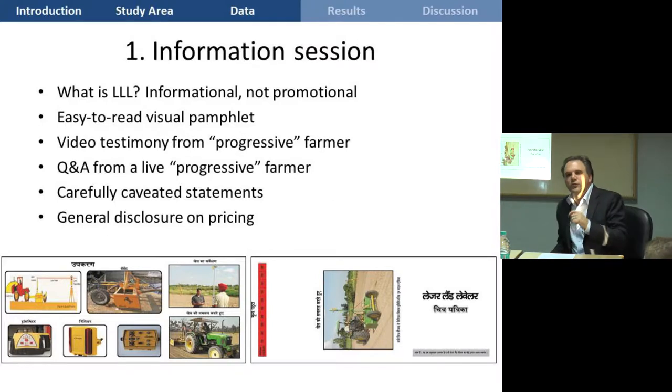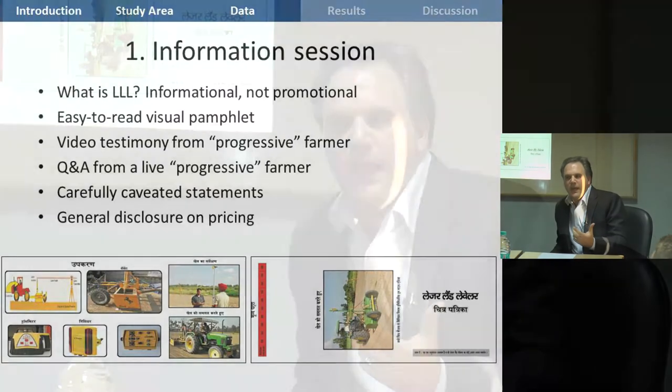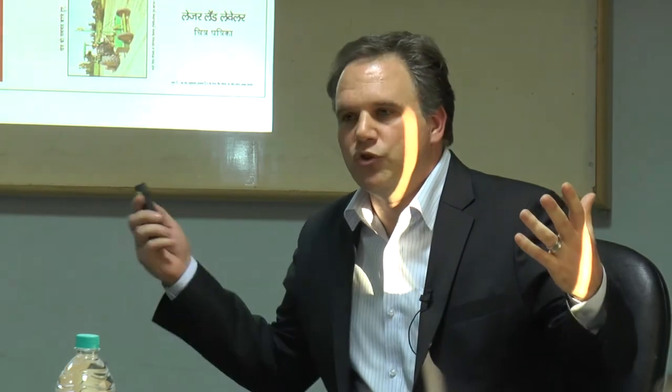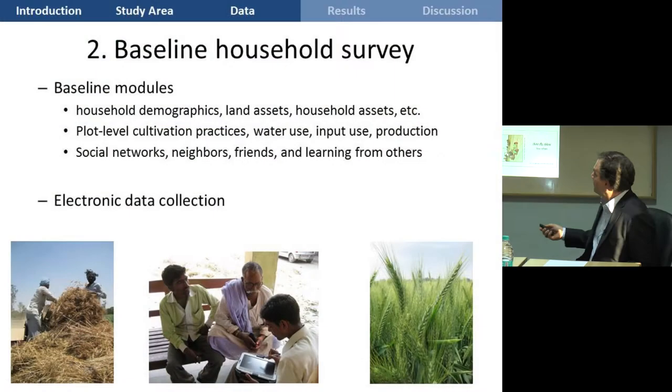And importantly, because we're trying to assess willingness to pay, we didn't really reveal much information about what the price of the custom hire service was. We gave a very general statement about the range of prices that have been charged in Punjab, Haryana, where there were laser leveling services, ranging from 500 to 800 over the span of 3 years, and we left it at that because we wanted to assess their willingness to pay.